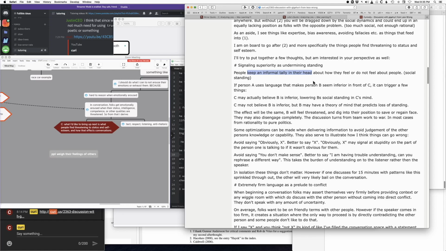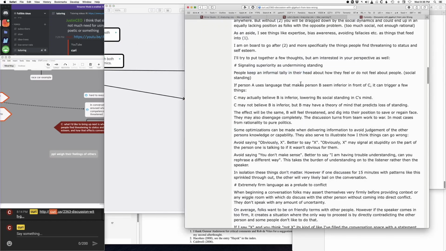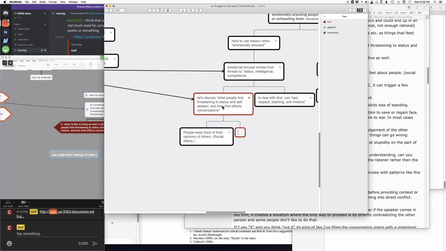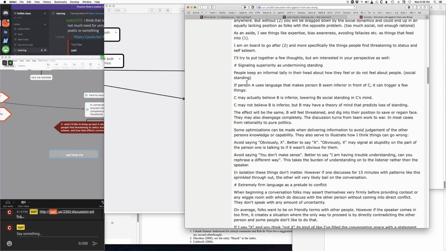Your social standing is like your Overwatch SR, where it gets kept track of and it keeps changing, but it's still there over time, right? It's like saved. Yeah, so people weigh their feelings of others, and also then they write down what the weight is. Not really write it down, but they keep track of it somehow. So you could do keep track of their opinions.